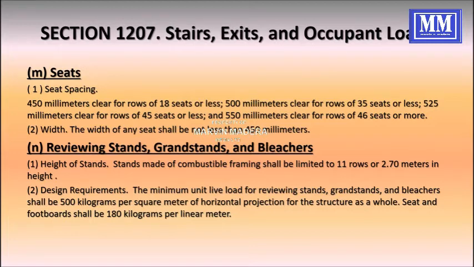Reviewing stands, grandstands and bleachers. Height of stands made of combustible framing shall be limited to 11 rows or 2.7 meters in height. The minimum unit live loads for reviewing stands, grandstands, and bleachers shall be 500 kg per square meter of horizontal projection of the structure as a whole. Seat and footboard shall be 180 kilograms per linear meter.